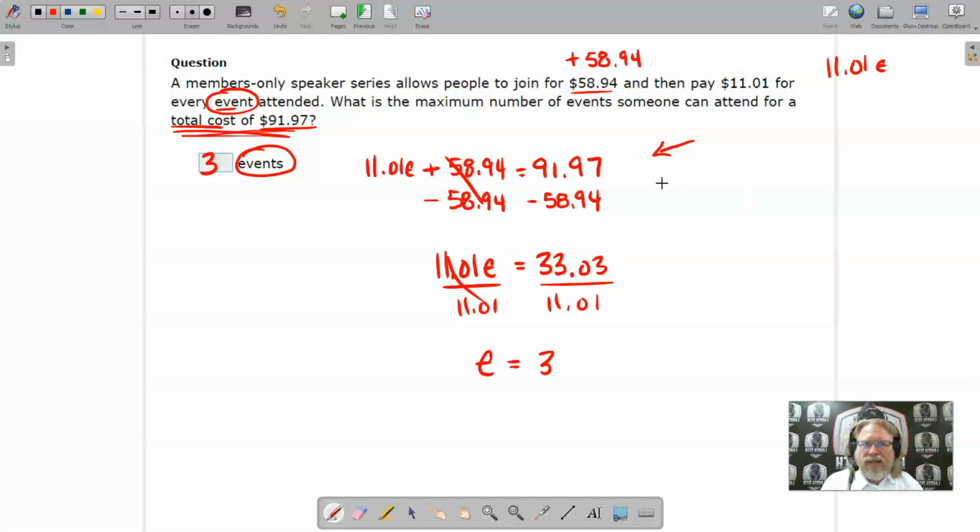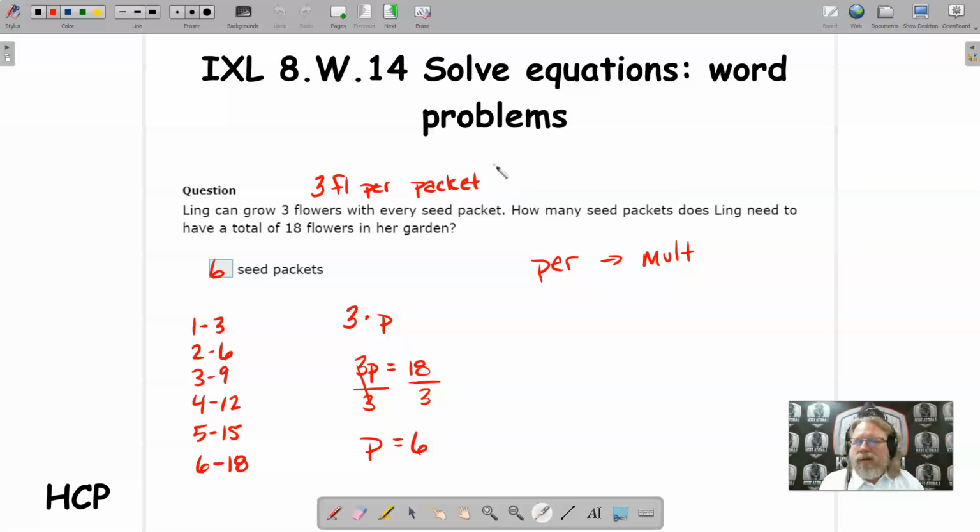Once you get that, you can then set it up into a mathematical sentence, translating from the word problem over to a math sentence, understanding which numbers do you need, which operations do you need to use, and then once you know that, then you can go ahead, set up the math sentence, and then through the algebra, solve for the final answer. So those are all of my examples for IXL 8.W.14, solve equations within word problems.